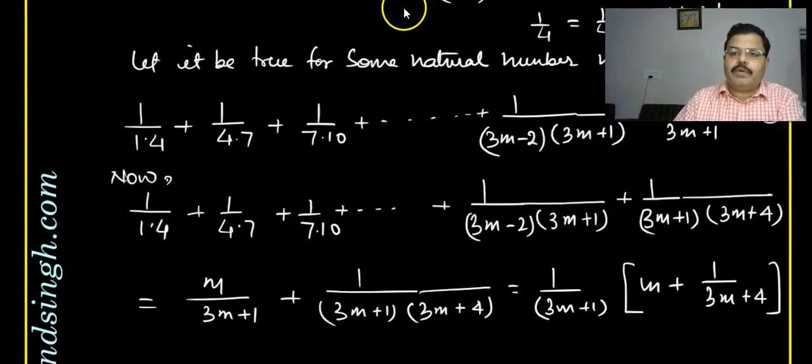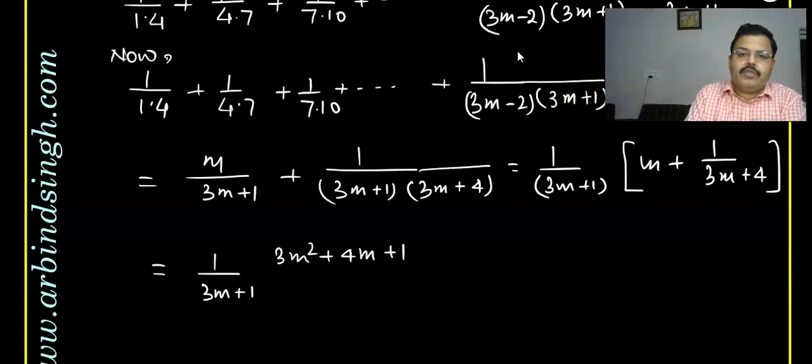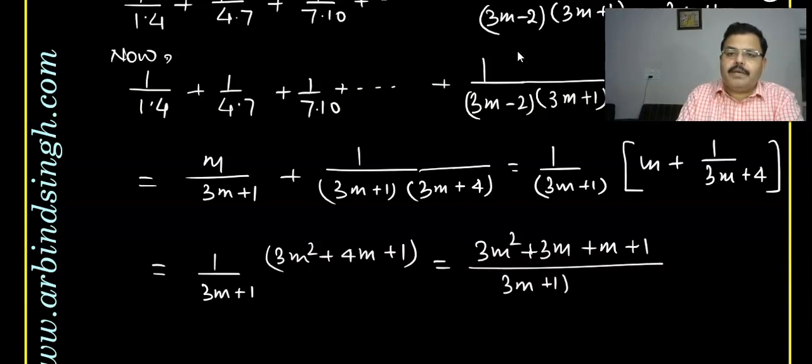So that will come up like 1 upon 3m plus 1 times (3m square plus 4m plus 1) upon 3m plus 4. In the numerator, this will come like this. Now, with 3m square plus 4m plus 1, factors can be made: 3m square plus 3m plus m plus 1, divided by (3m plus 1) and (3m plus 4) as well.